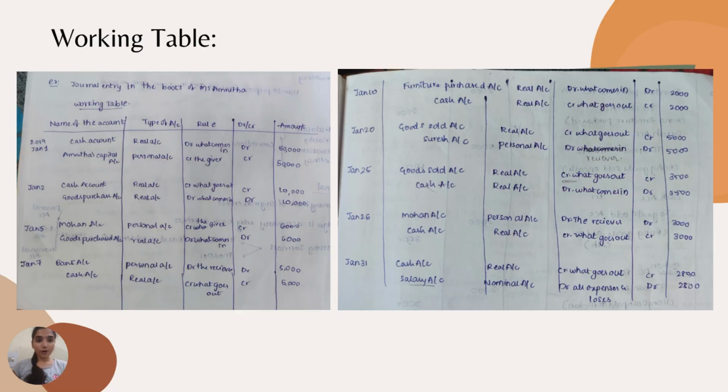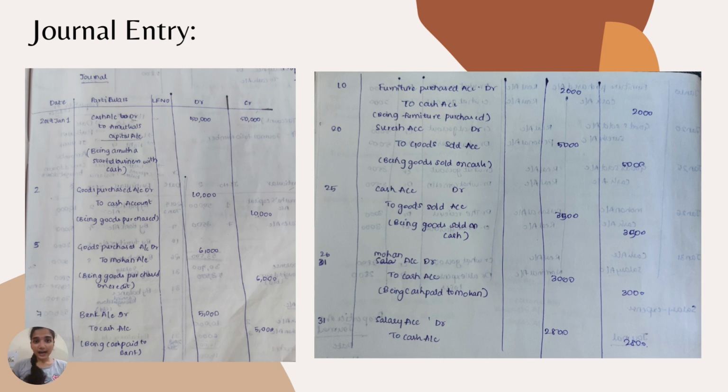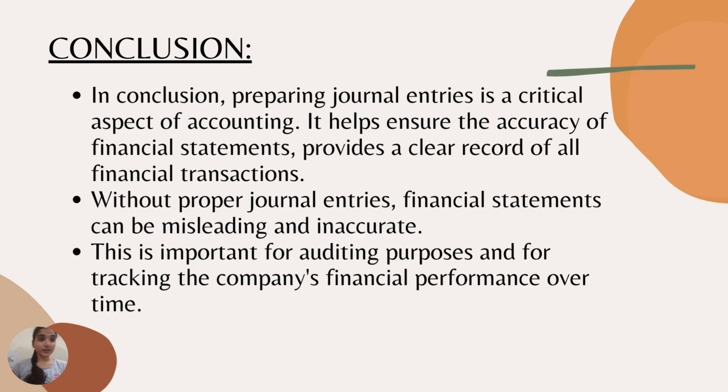Similarly, for all the transactions, we have to mention it like this, and then finally we have to balance both. We have to sum up both the debit and credit side, and we have to check whether both are equal or not. If it is equal, then your journal entries are perfect, and then we can carry on to the next.